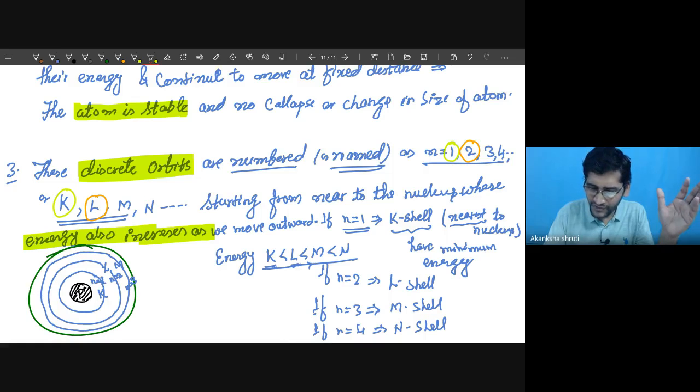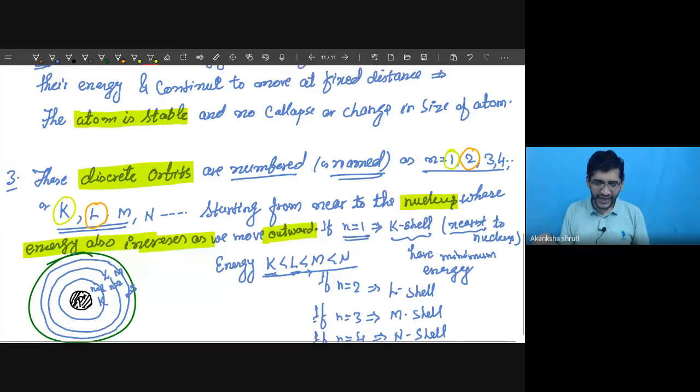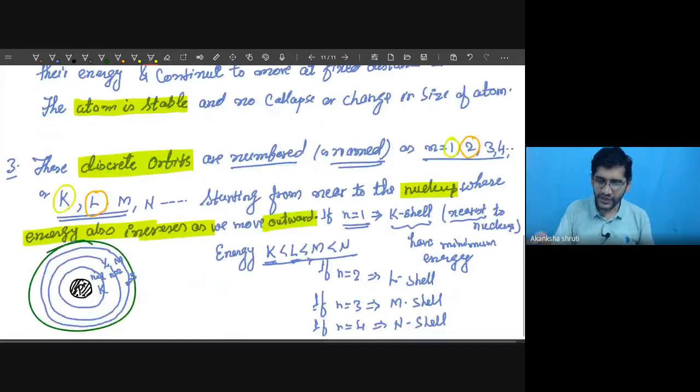Means as we move away from the nucleus, we are moving outward. The numbering also increases and their energy also increases. This is very important. Now, how many electrons can be present in this particular orbit? That is given by your electronic configuration. So these were the 3 important postulates that we have to keep in mind.